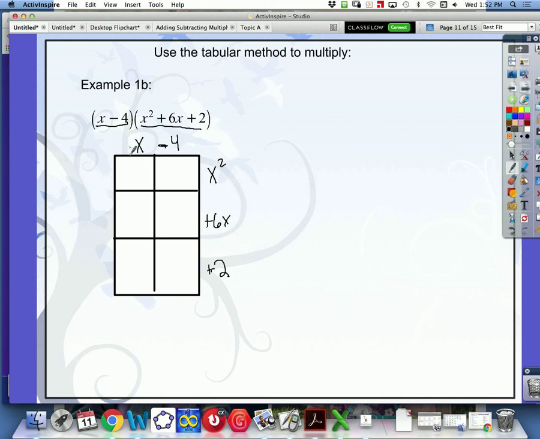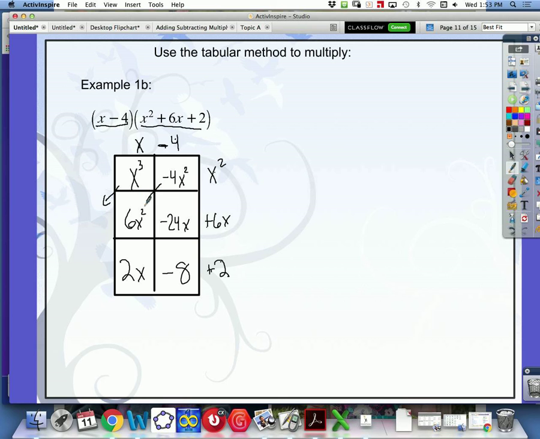So now I'm just going to start filling in my boxes. X times x squared is x cubed. Negative 4 times x squared is negative 4x squared. X times 6x is 6x squared. Negative 4 times 6x is negative 24x. X times 2 is 2x. And negative 4 times 2 is negative 8.